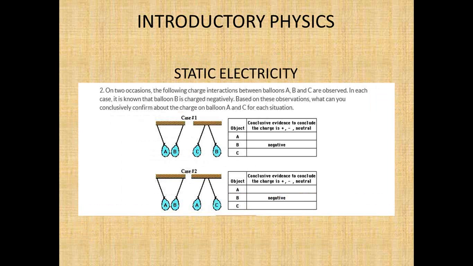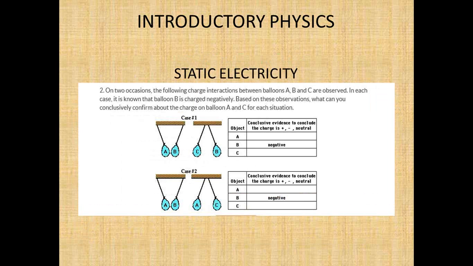All right, let's look at case 2. In case 2, B is still negative, and A is attracted to B. So if A is attracted to B, B being negative, A could be positive or it could be neutral. Okay? All right.